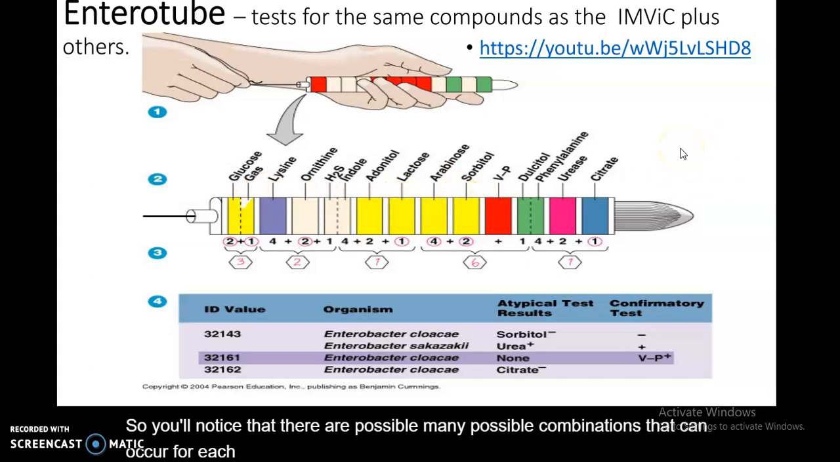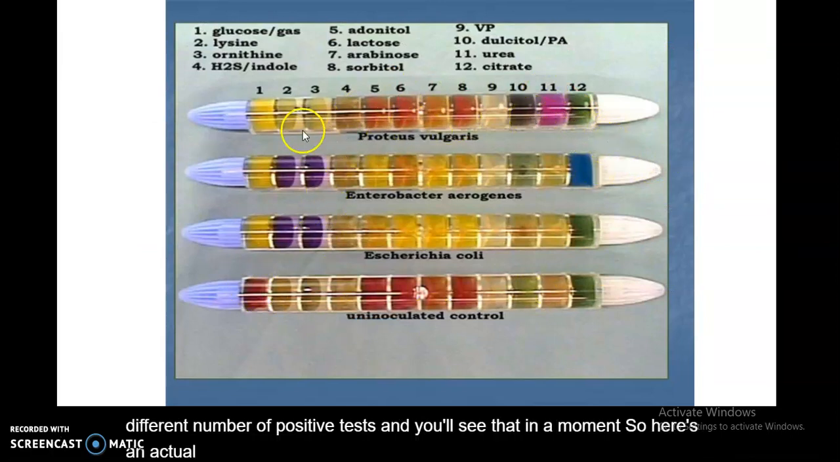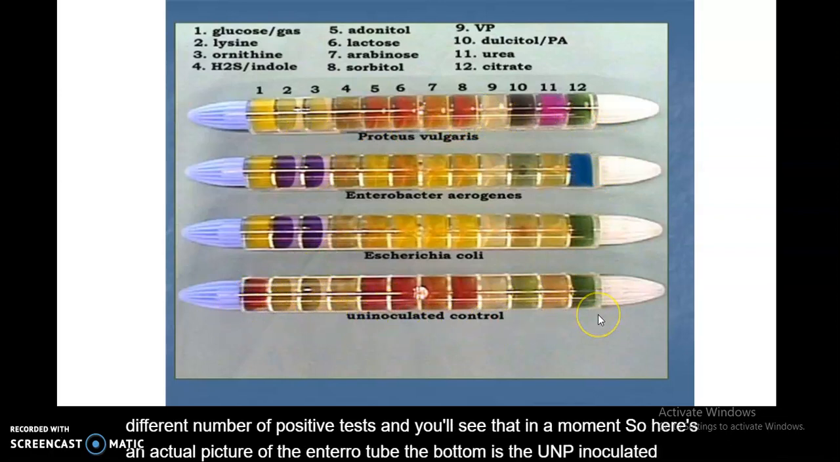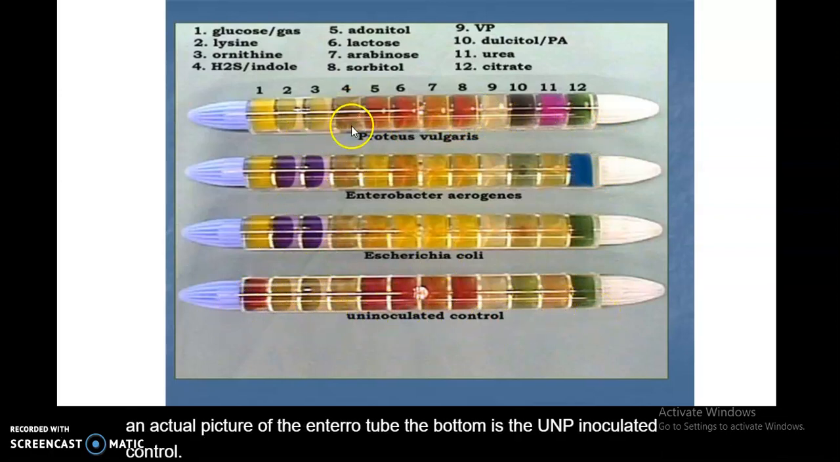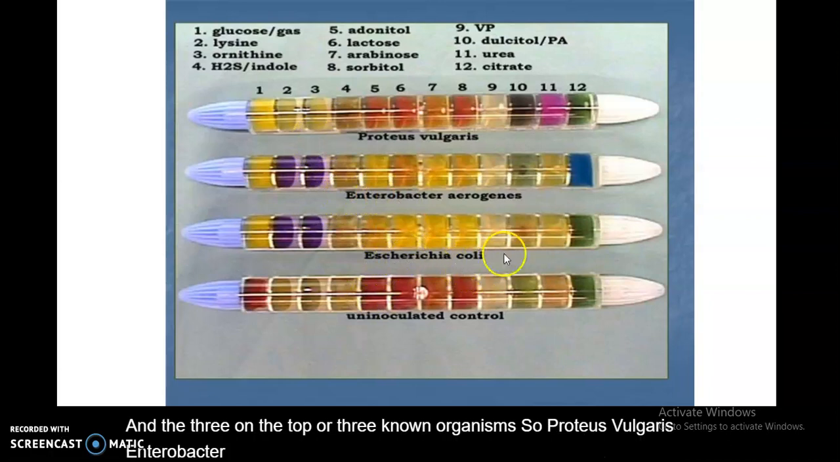So we use a chart to identify the microbe based on the different number of positive tests, and you'll see that in a moment. So here's an actual picture of the Enterotube. The bottom is the uninoculated control, and the three on the top are 3 known organisms. So Proteus vulgaris, Enterobacter, and Escherichia coli.